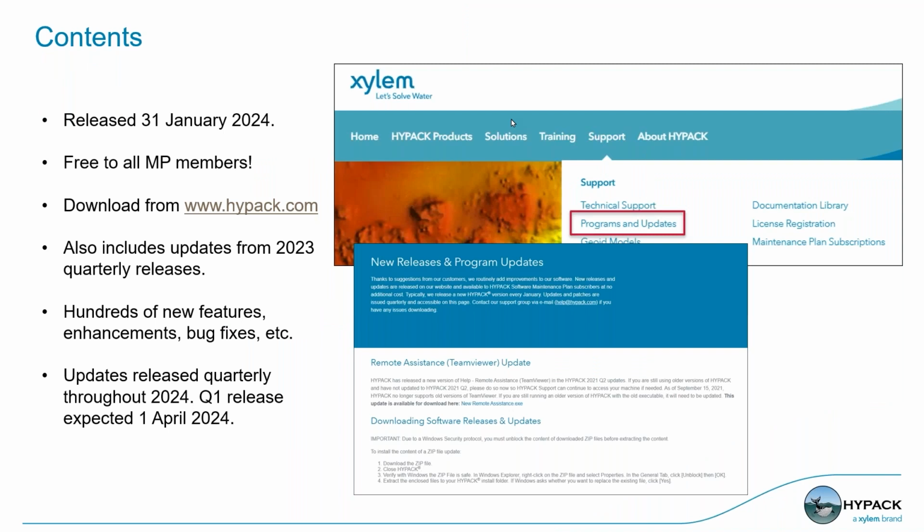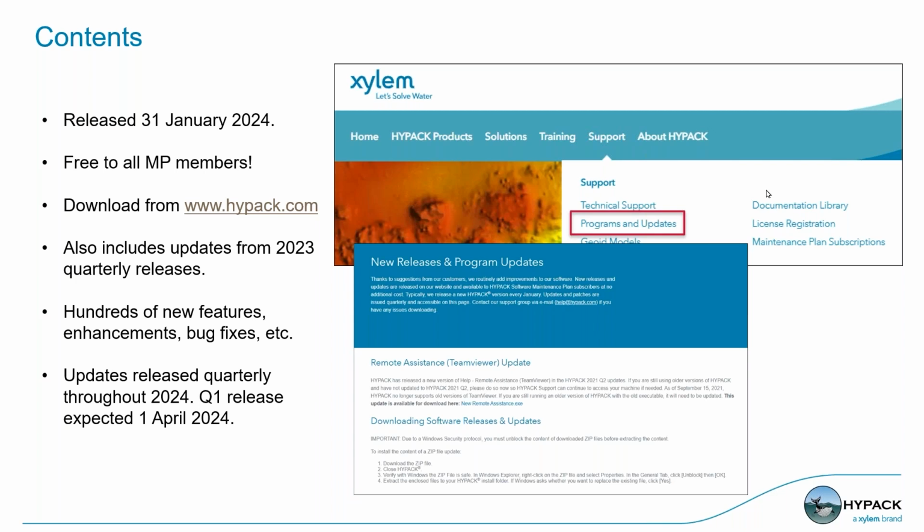Okay, HYPACK 2024, what you all are here for, was actually officially released on January 31st of this year. And it's free to all maintenance plan members. So it's one nice thing about keeping the maintenance plan update: in addition to unlimited technical support, you get all the free updates. So you can go up to our website and download any of the installs. HYPACK 2024 is available up there now.